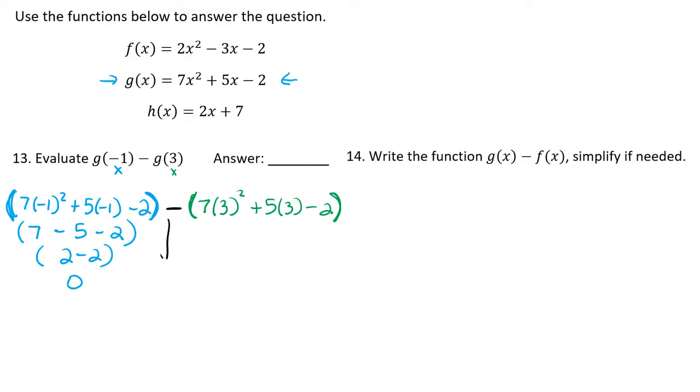All right, I'm going to bring down my subtraction. Now to do the other one, 3 squared is 9. 9 times 7 is 63. 5 times 3 is 15, and then we have our minus 2. So 63 plus 15 is 78, minus 2. That's going to give us 76. And so now we have 0 minus 76, which gives us negative 76 as our answer.